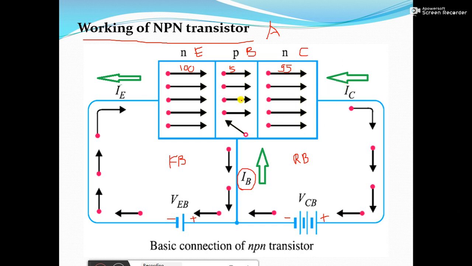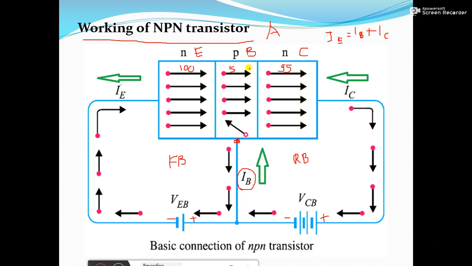From these current directions, if you consider the base as the node and apply the KCL rule, that is, the sum of incoming currents should be equal to the sum of outgoing currents. At this node, IE is an outgoing current, and IB and IC are incoming currents. If you represent it with the KCL equation, I can write IE equal to IB plus IC.